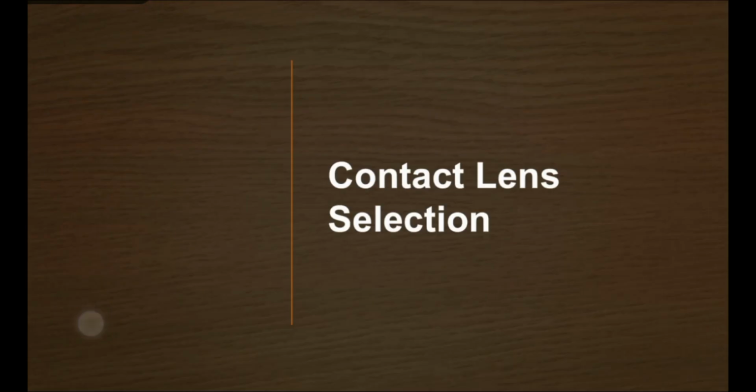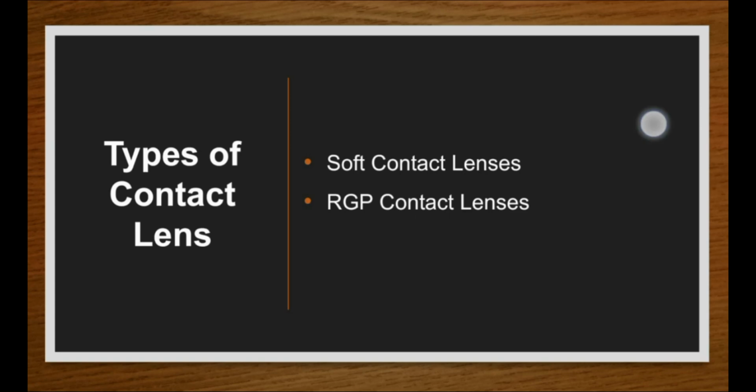So next, after patient selection and pre-fitting assessment, you should know what type of contact lens you have to prescribe to the patient, right? So basically we have two types of contact lenses: soft contact lenses and hard or RGP contact lenses. RGP refers to rigid gas permeable contact lenses, right? Those contact lenses allow oxygen to pass through them, so those are RGP lenses, and they are hard as well. So first of all we will discuss what soft contact lenses are.